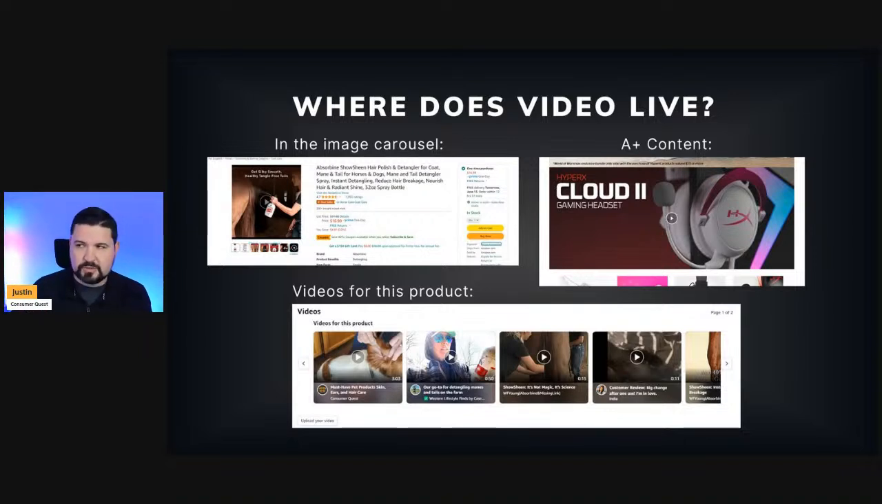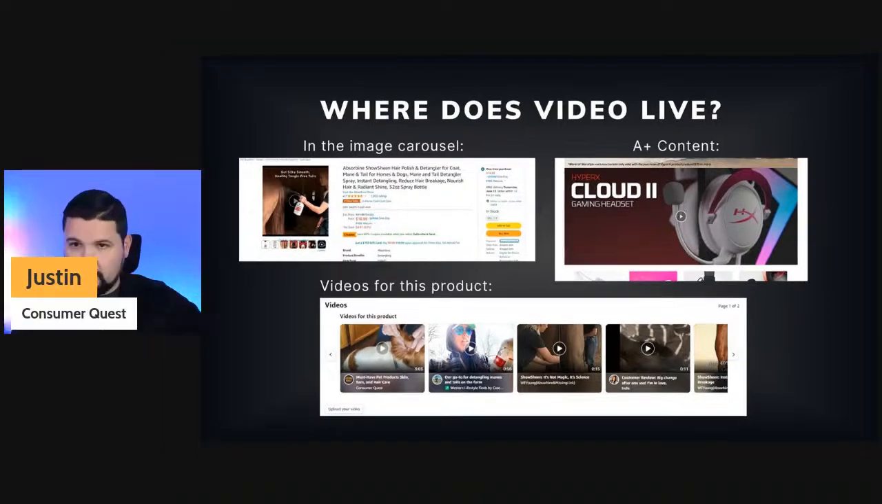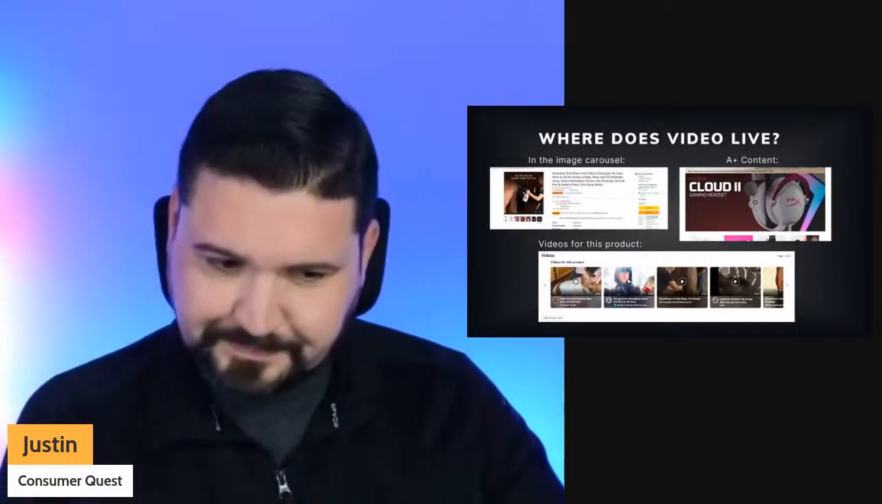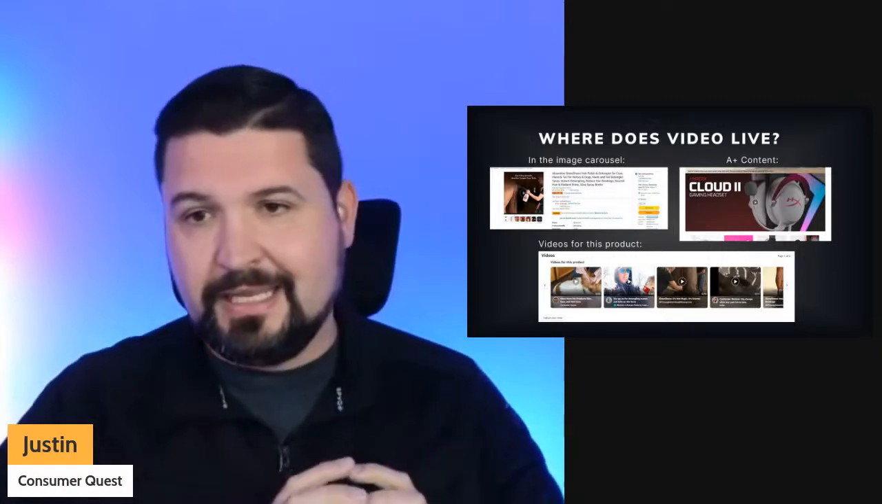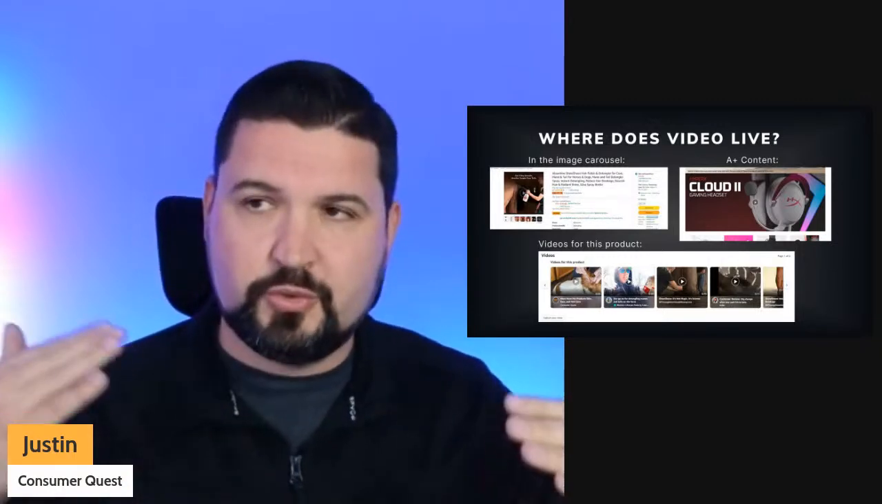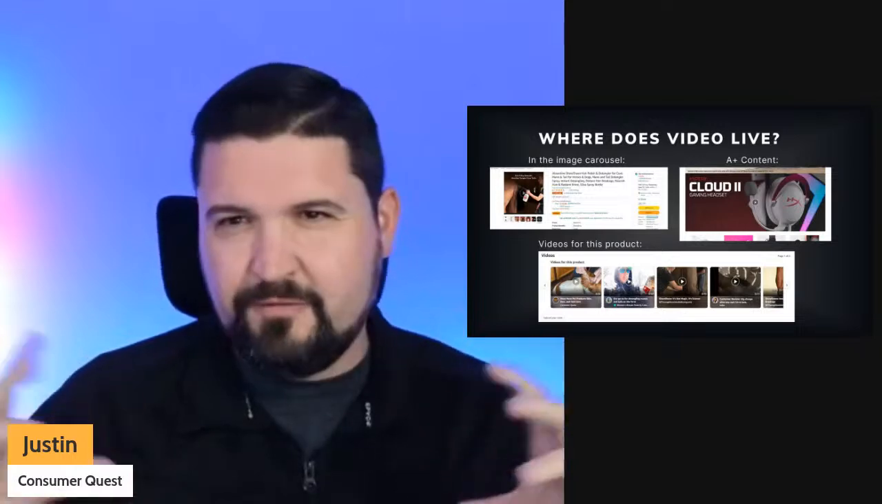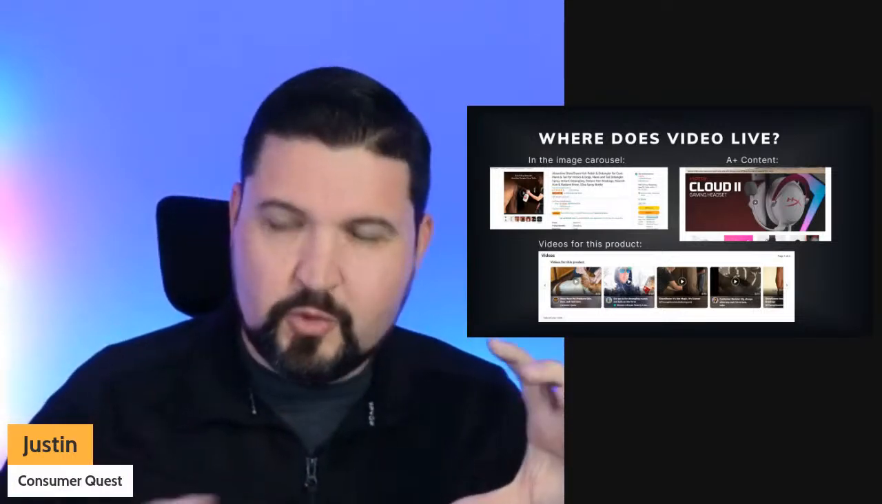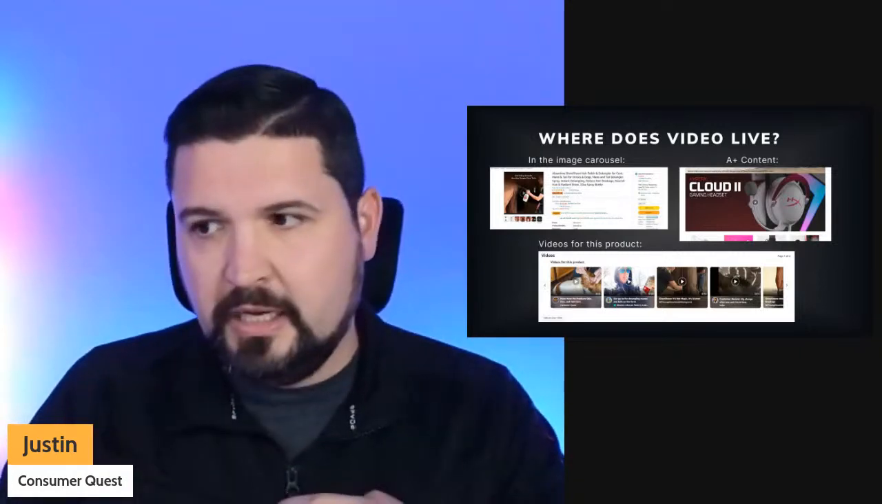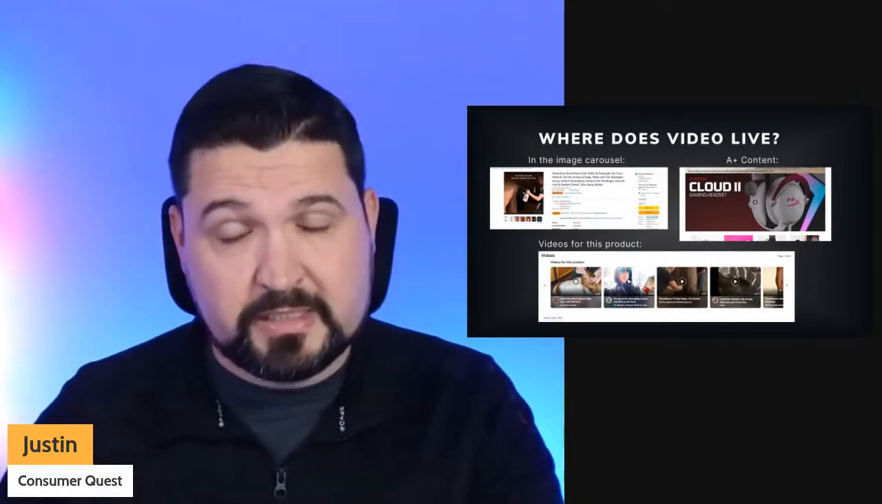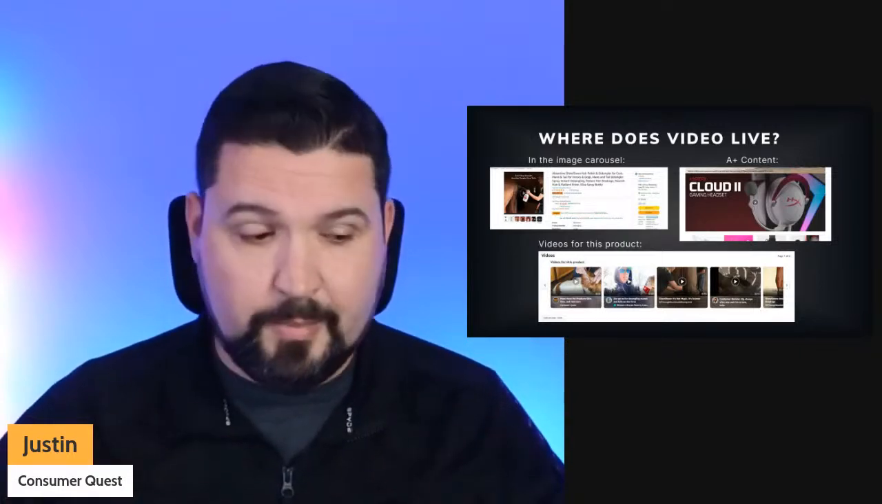Now what we're seeing is, with the A+ content, that whole concept, we're starting to see video show up kind of in the middle of your Amazon listings. And then we have the area that I kind of specialize and focus on, the videos for this product section, which is towards the bottom, in the review area of your listings. That's where you're going to find videos of this product, and you're also going to find videos for related products in that area as well. Those are the three types of places that you find it most commonly.